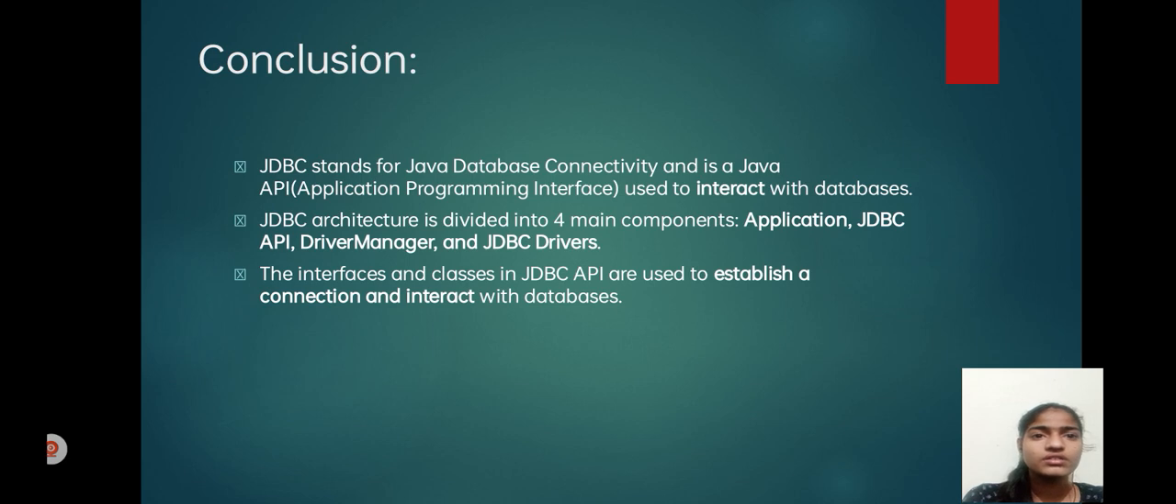And let's see the conclusion of this presentation. JDBC stands for Java Database Connectivity and is a Java API, application programming interface, used to interact with databases. So JDBC architecture is divided into 4 main components: application, that is API, JDBC API, driver manager, and JDBC drivers. The interfaces and classes in JDBC API are used to establish a connection and interact with the database.